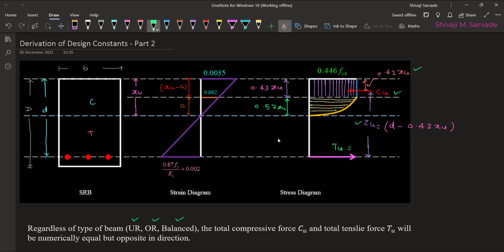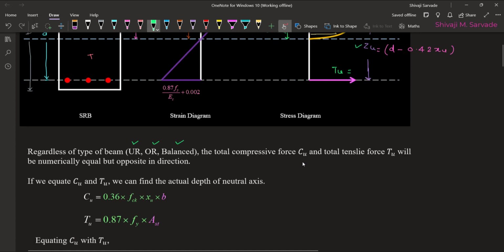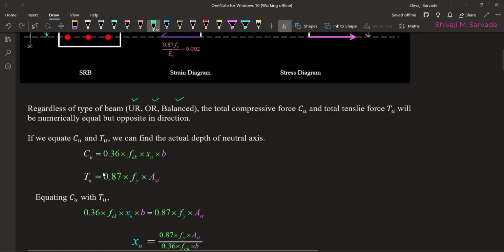So if I need to know the depth of neutral axis, this depth, I can equate the total compressive force and total tensile force regardless of the type of the beam. So I can equate the two. First of all, let's revise what was the total compressive force formula. It was 0.36 fck xu into b, and the total tensile force was 0.87 fy into Ast.